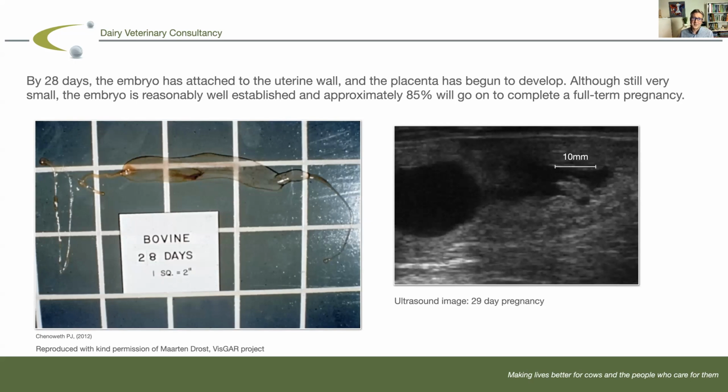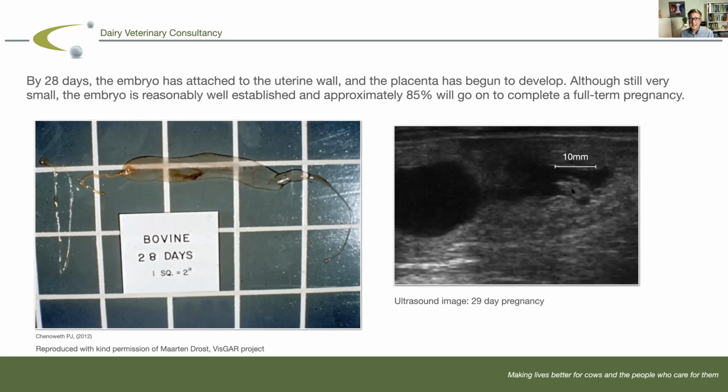The image on the right is actually an ultrasound image of a pregnancy at this kind of stage, 29-day pregnancy, and you can see that well, the black part, I'll explain what we're looking at here. The black part is fluid. So when you're doing ultrasound pregnancy diagnosis, a positive result is indicated when you can see fluid in the horns. But to confirm that pregnancy, it's important that the embryo proper is visualized and preferably seen to have a heartbeat to confirm that it is viable.